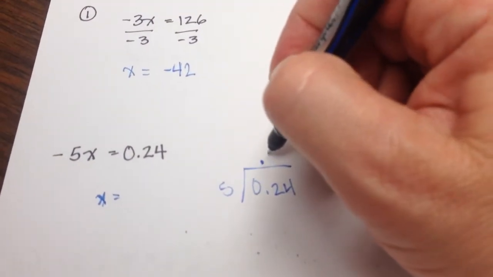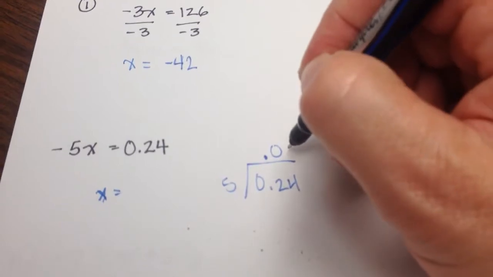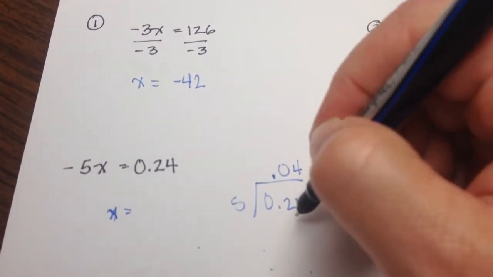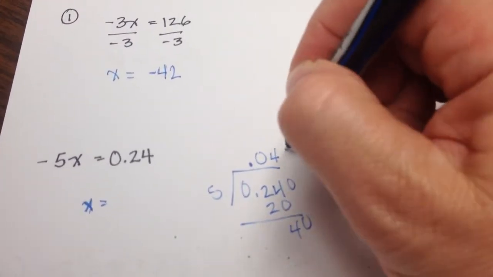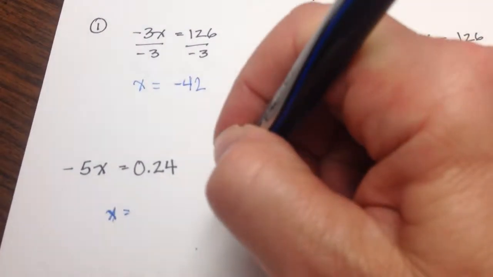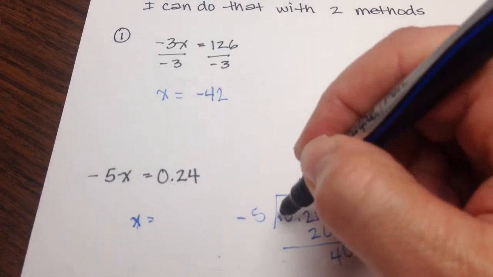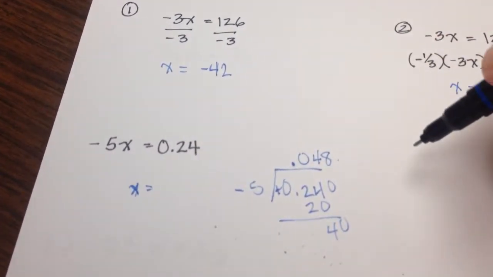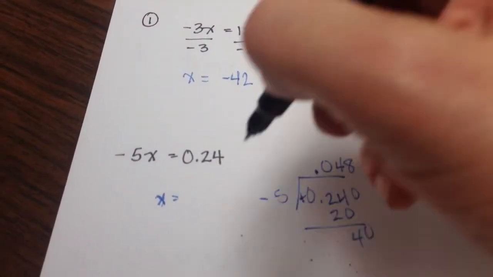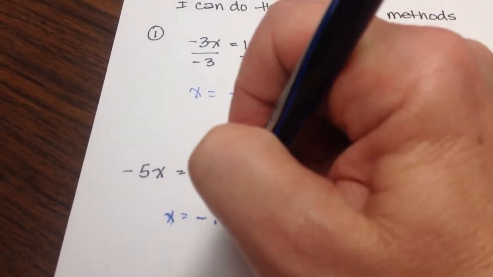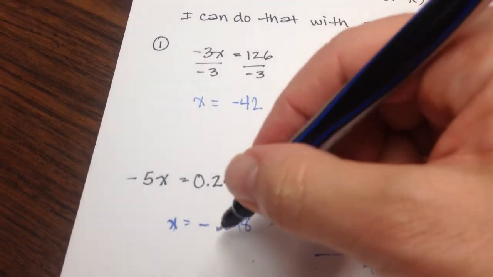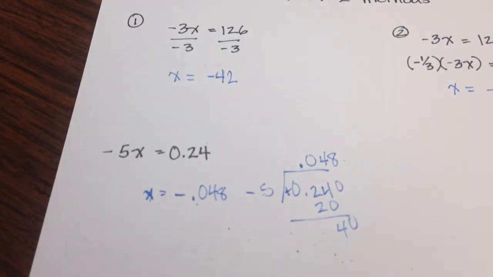Well, can it go into 2? No. Can it go into 24? Yes. How many times? 4. All right, so I get 20. I get a 4. Drop down another 0, 8. Now, this is a negative, remember, and this is a positive. So what must my answer be? Negative. That is right. Negative 0.048. Because a negative divided by a negative will equal a positive.